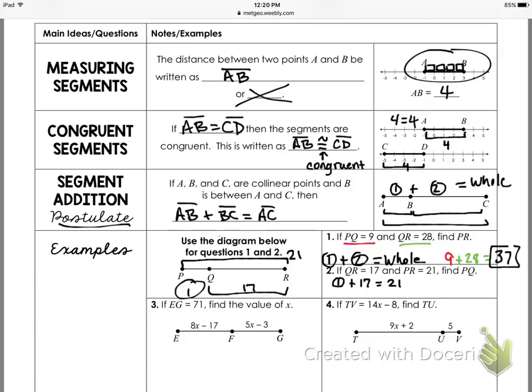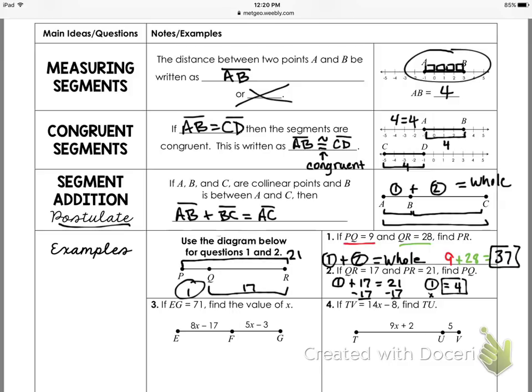Well, as you can see, you can probably just think of it in your head. You can say, oh, well, I know 4 plus 17 is equal to 21. All right, or you can solve it like you would any equation. Subtract 17 from both sides, and you get that part 1 could be x, whatever, that is equal to 4. All right, so PQ is equal to 4 based off of that reasoning.